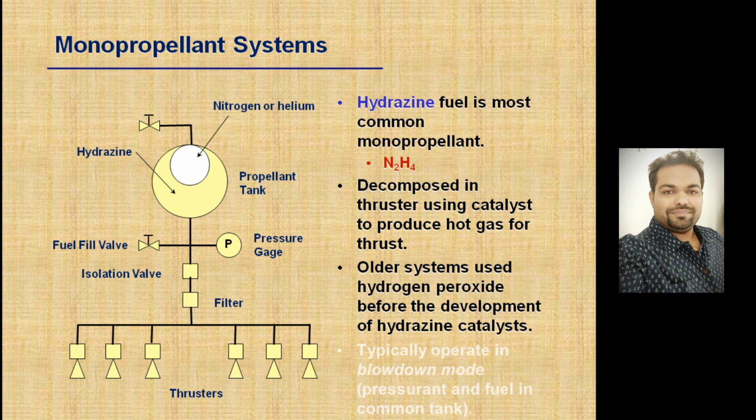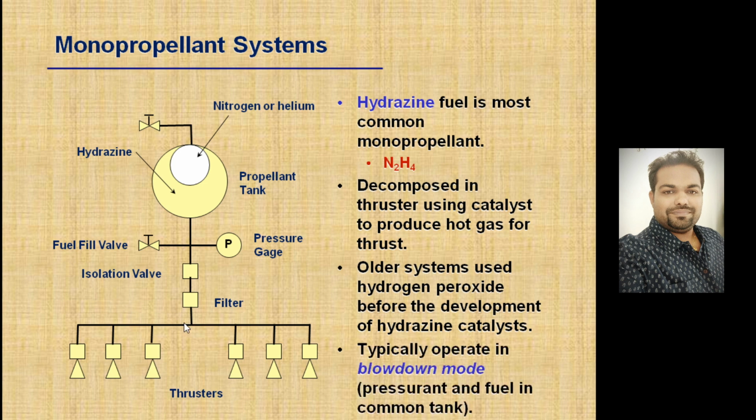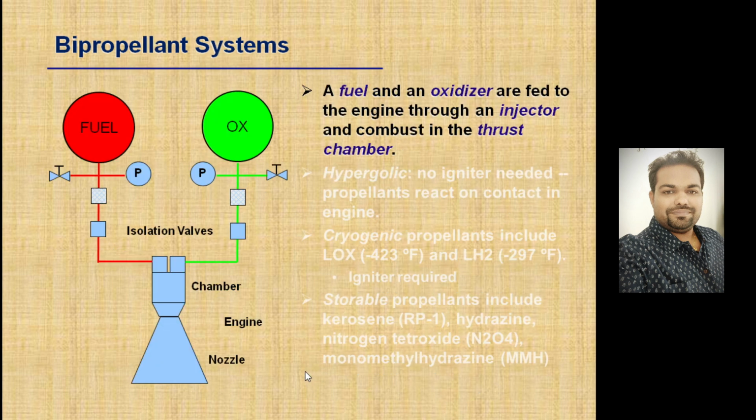So they typically do operate in the blown down mode, right? The moment hot gas is generated, they will be blown down from here and you will get the thrust. So typically operate in blown down mode, pressurant and fuel in common tank. So this is the high pressurized air, and this is your hydrogen, your fuel. High pressure air along with fuel will come here, and with the help of catalyst, they will convert to the gas, and finally they will get exhausted to the thruster to produce the thrust.